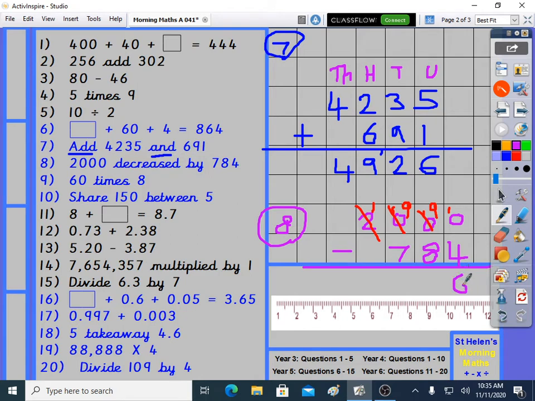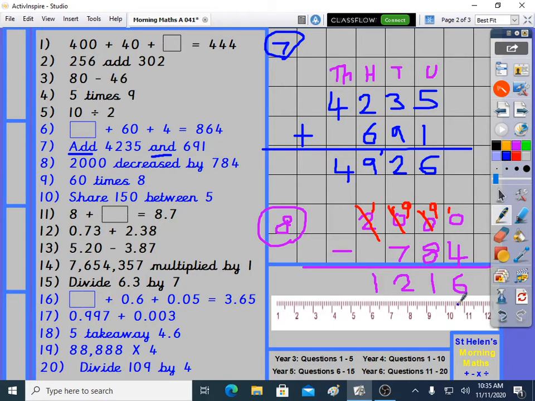10 units take away 4 units is 6. 9 tens take away 8 tens is 1. 900 take away 700 is 2. 1,000 is the most significant digit in the whole question, so don't forget the 1,000. We didn't have to take anything away from it. 1,216, because minus makes things smaller. That's why 2,000 got smaller.